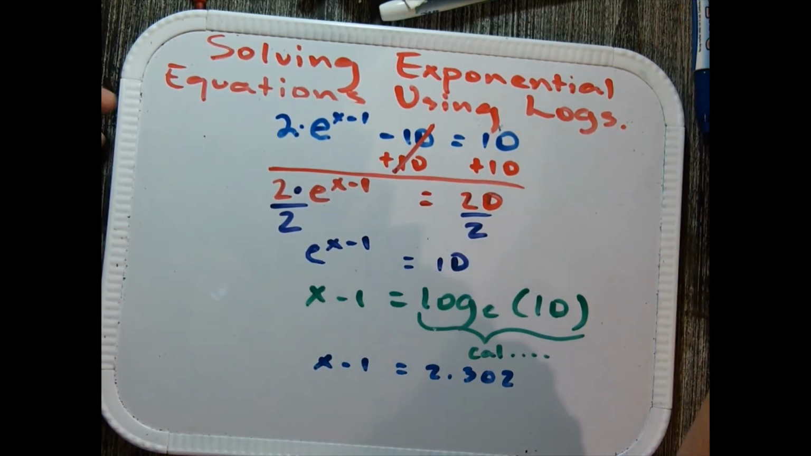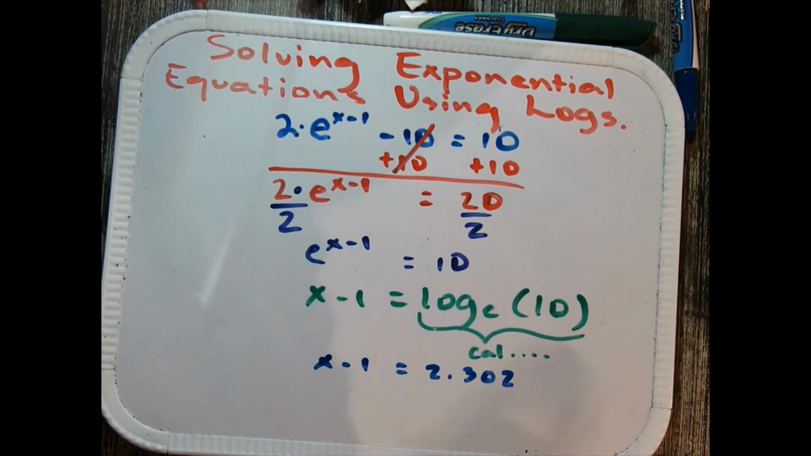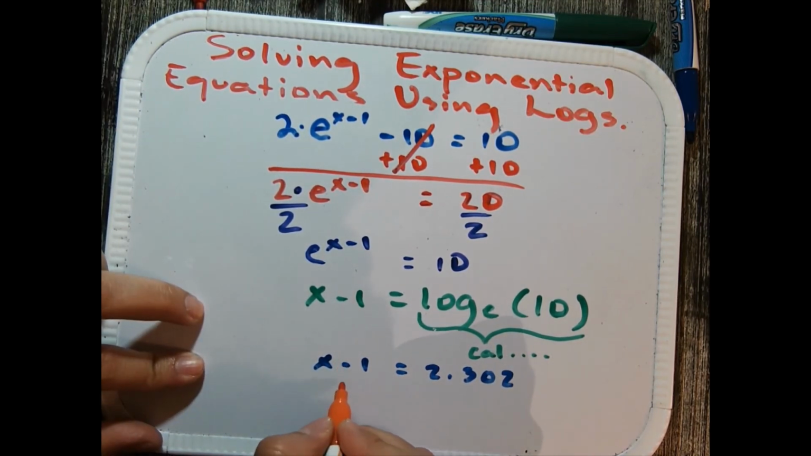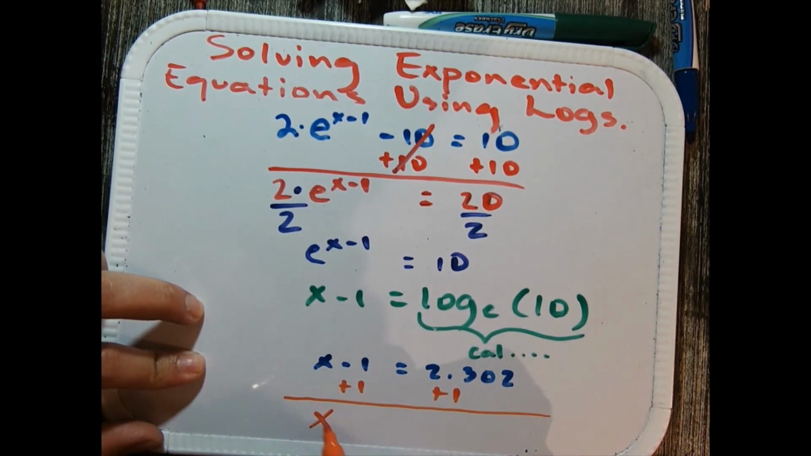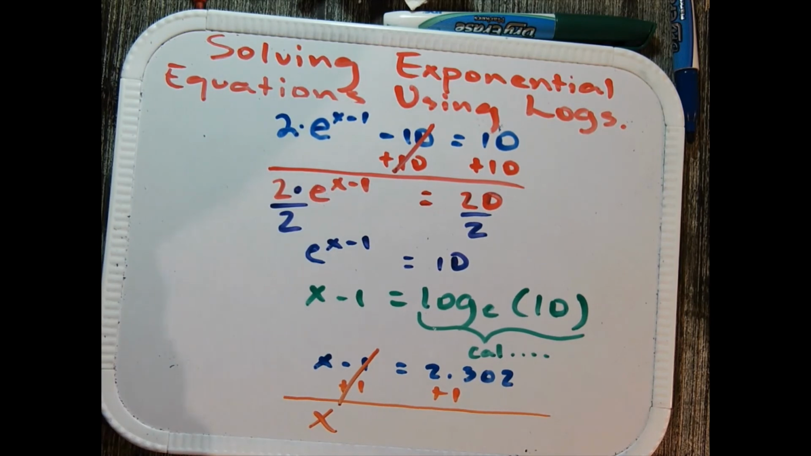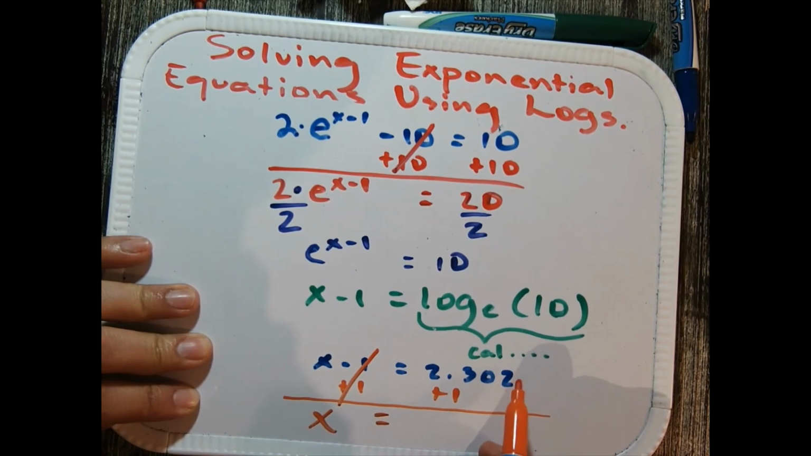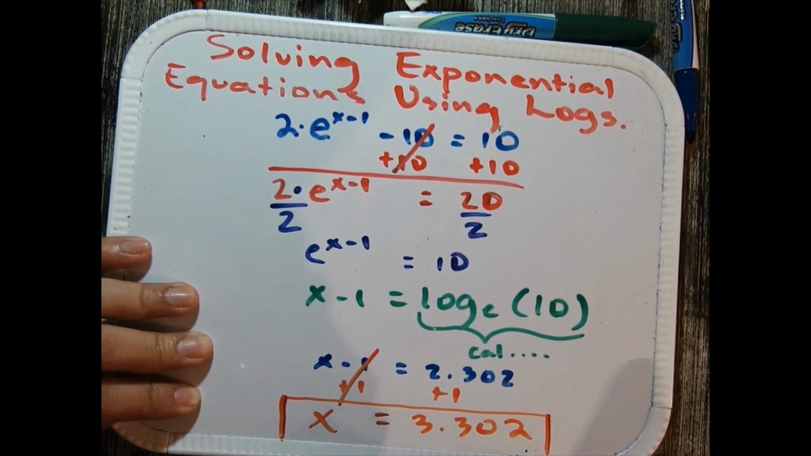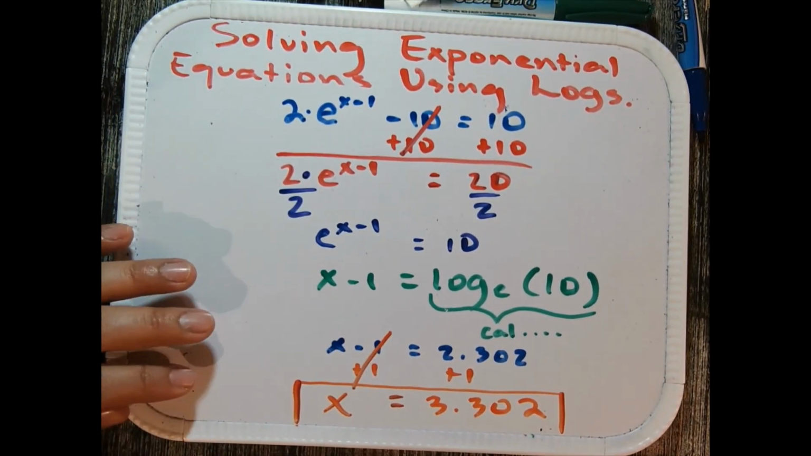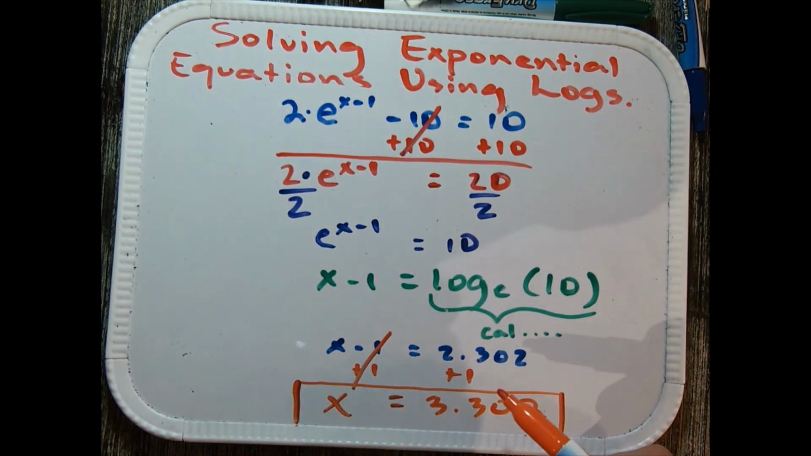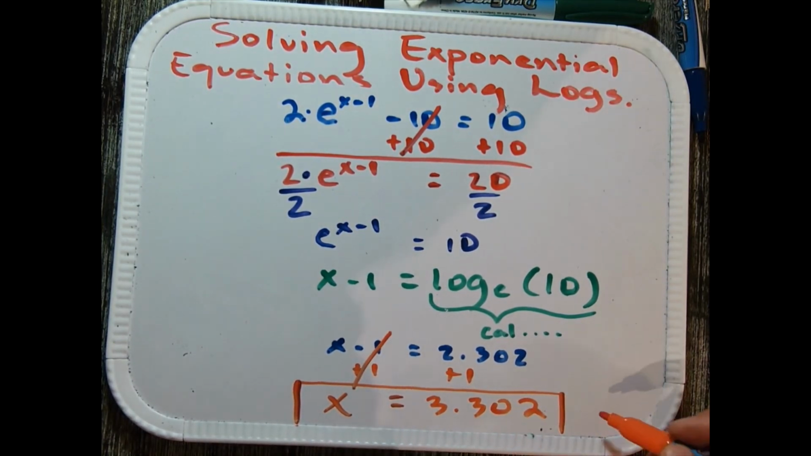And again, the last step to get rid of this negative 1, I'm going to do the opposite of minus, which is positive 1 on both sides. So I have x, negative 1 and positive 1, that goes away, is equal to positive 2.302 plus 1 is equal to 3.302. And we're done. So our answer is x equals 3.302. Bam.